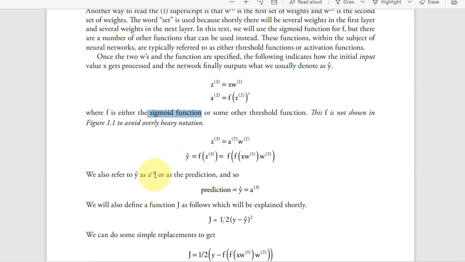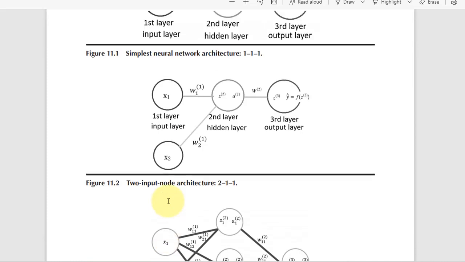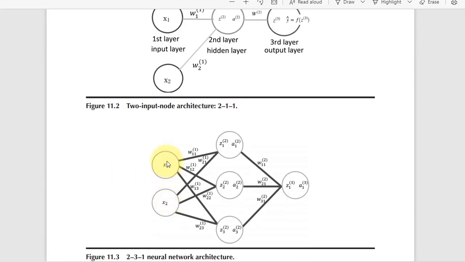So y hat, or A3, is the predicted value. So what are we saying? What do we mean when we say it's the predicted value? Well, we have an input here. So it might be the petal length and the petal width of a flower. And then we get an output. Now it's not a class, it's a number.